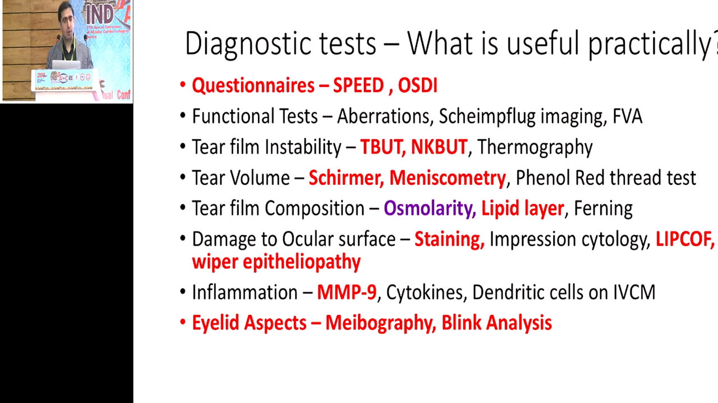However, meibography and blink analysis are more important. So if you have a device which gives you all this, it's definitely worth looking into. Damage to the ocular surface, staining still stands the test of time. It is important to look for lid wiper epitheliopathy. So if you can, just try and do that as well. MMP9 kits, if available, again, do add to your diagnosis, but it's not mandatory.